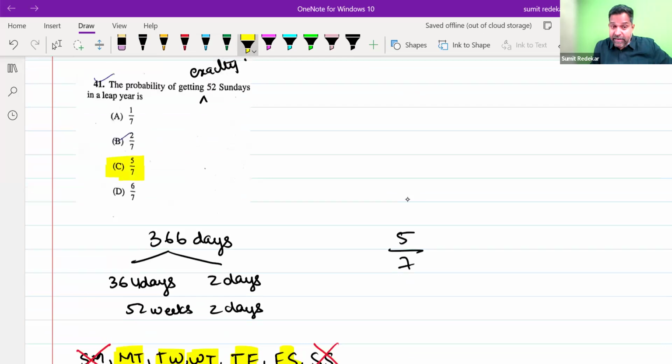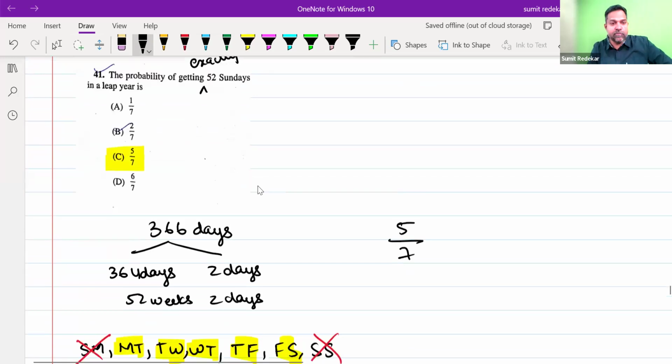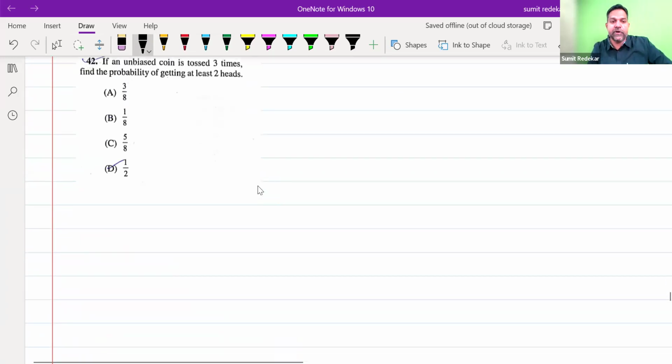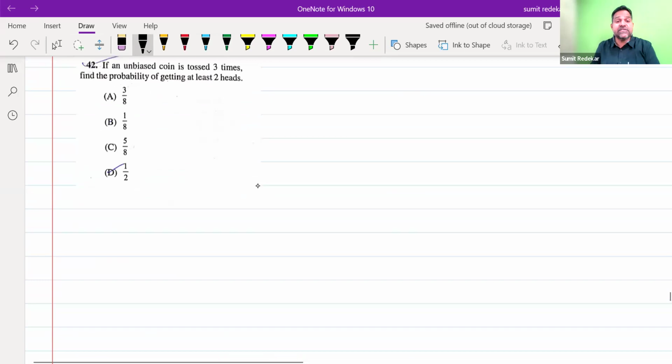If the answer was 53, then the answer would be 2 out of 7. That is question number 41. Question number 42. An unbiased coin is tossed 3 times. Unbiased coin tossed 3 times, sample space.